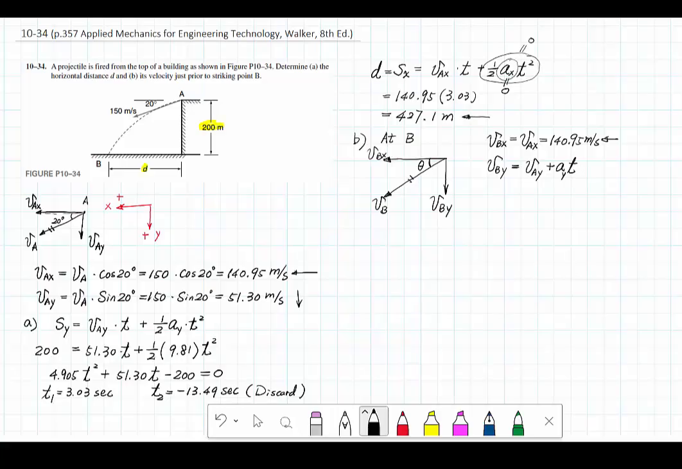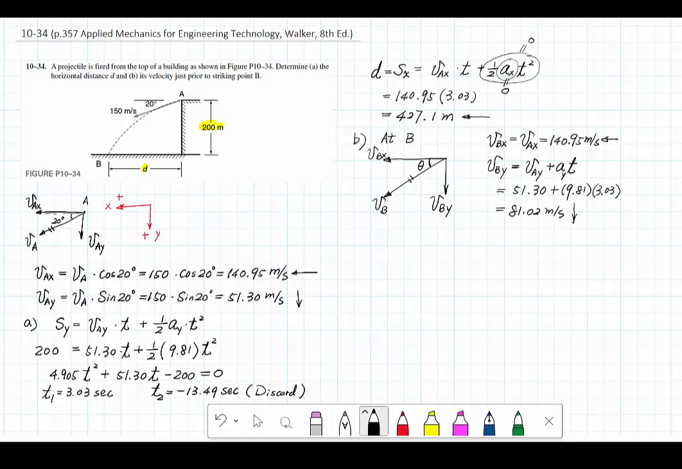Yeah. So VAY, we know the number, 51.3. Velocity is going down, gravity, so this is 9.81 again. I'm using the positive number because I define going down as positive. And then the time, I know 3.03, right? Before it landed. So VBY equals 81.02 meters per second. And the direction is going down.